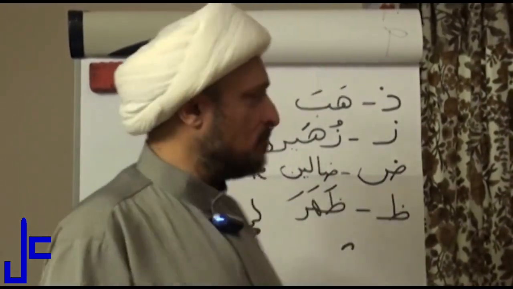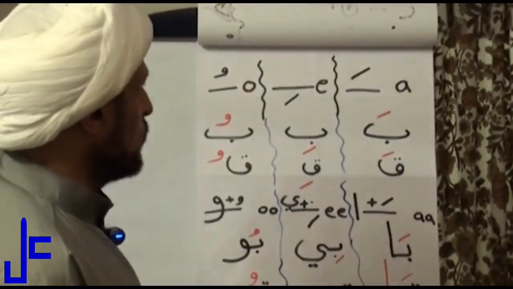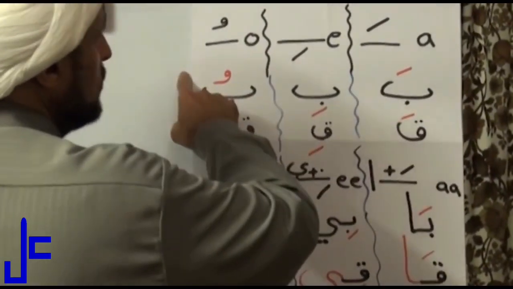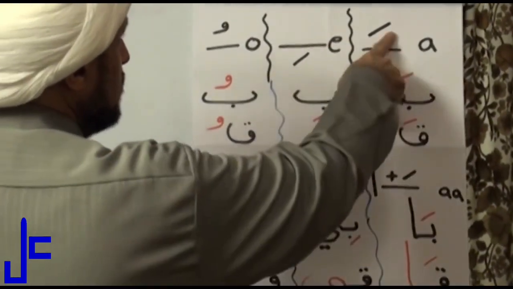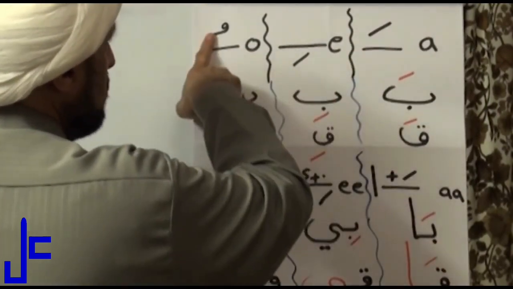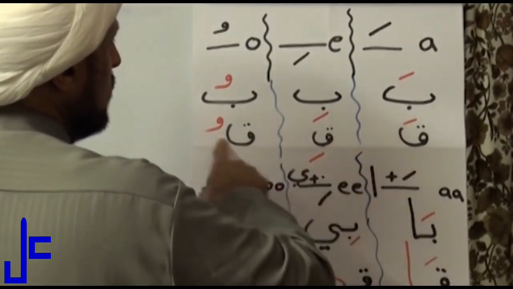The tongue should not come out of the mouth for the letter ba. And then we started talking about a, e, u, short vowels, which are vowel signs. Vowel sign a, vowel sign e, vowel sign u: fatha, kasra, dhamma. And then we have ba, bi, bu, qa, qi, qu.